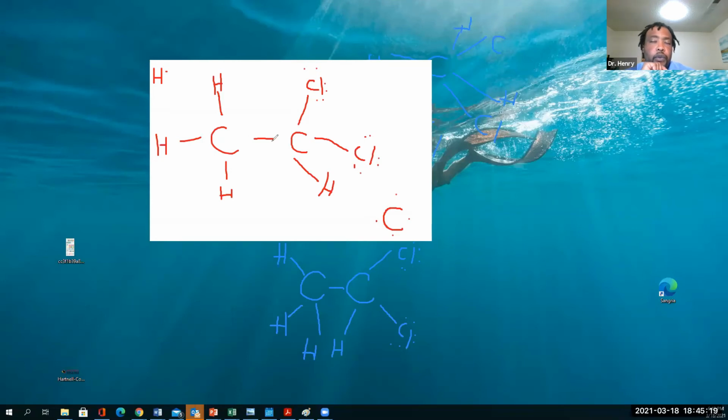And then it's going to share with the other carbon, right? So that means there's 2 electrons here. That's 2, that's 4, that's 6, that's 8. So carbon has 8 around it. So carbon is happy because it wants to have 8 electrons around it. Are you with me? Yeah. Okay, chlorine.